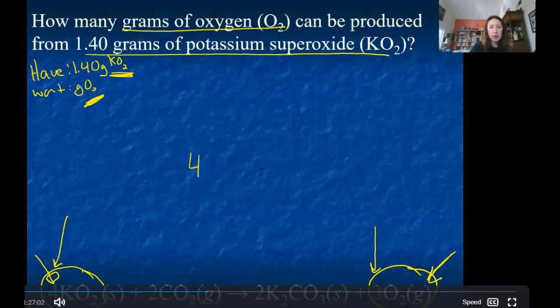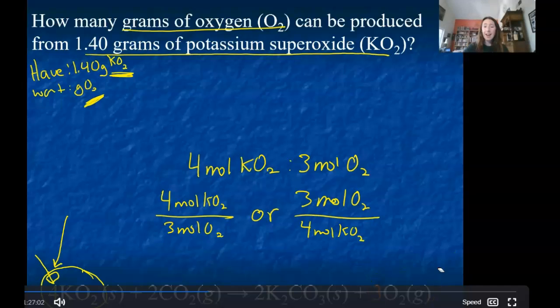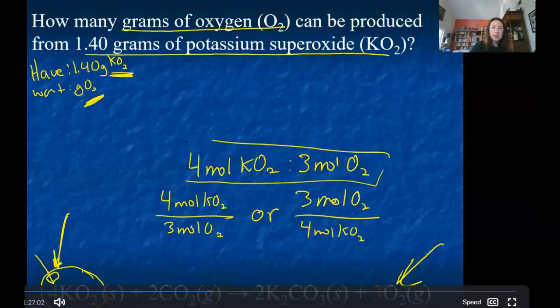So if our relationship is 4 moles of KO2 to 3 moles of O2, I can write that like this, 4 moles of KO2 over 3 moles of O2, or 3 moles of O2 over 4 moles of KO2, right? All of those are the exact same thing. And I got all of them from looking at this balanced chemical equation. Well, you can see in every single one of these ways that I'm writing this, we need to have moles, but we're starting with grams of KO2.